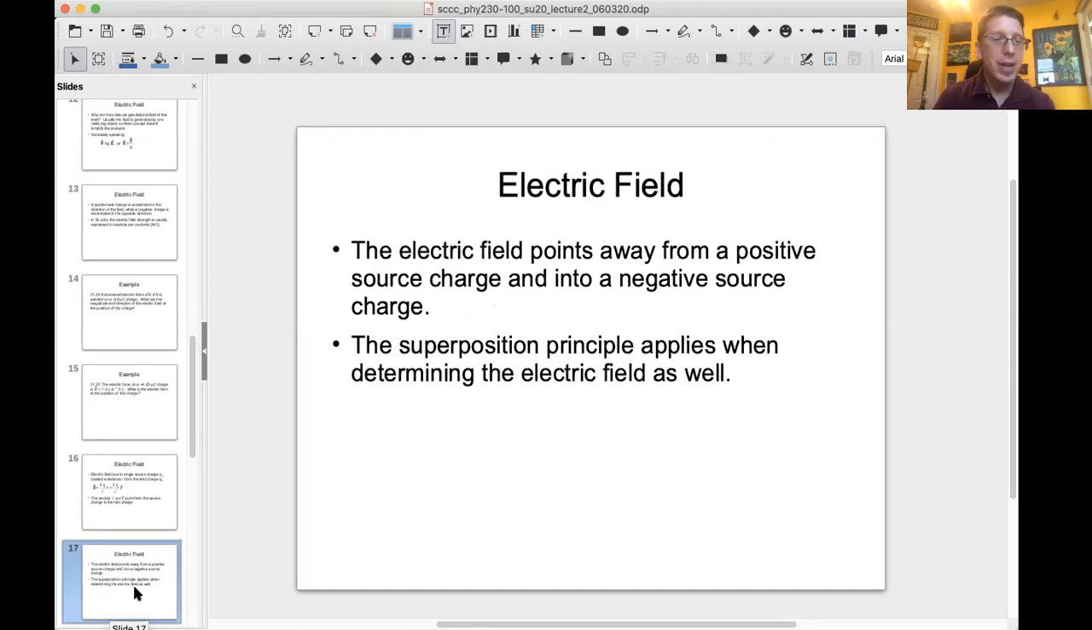So if the source charge is negative, then the field vector is pointing in the negative r direction, which is into the source charge. That's just the mathematically formal way of explaining that electric field points out of positive and into negative. And of course, the superposition principle applies when determining the electric field as well. So if you have multiple source charges, you're going to vectorially add them together. And that's one of the conveniences of unit vector notation.